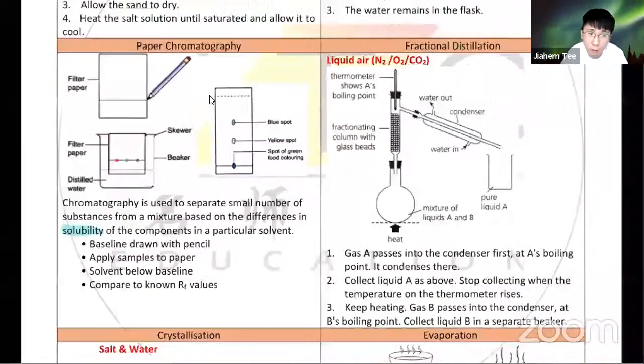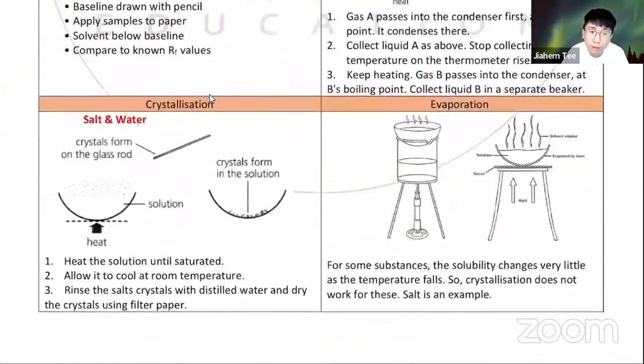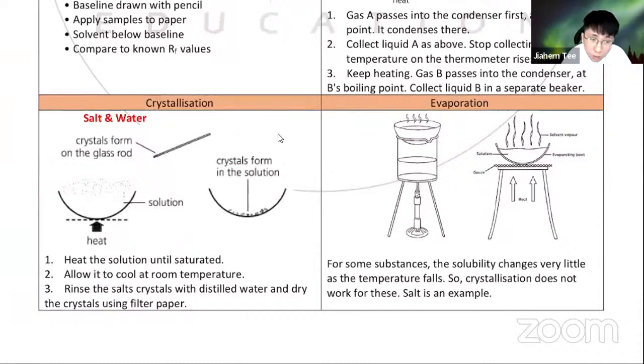Okay, so this is paper chromatography. You separate stuff by using different solubility. Going down, we have crystallization and evaporation. These two are very similar. Okay, why? Because you are heating both of them.